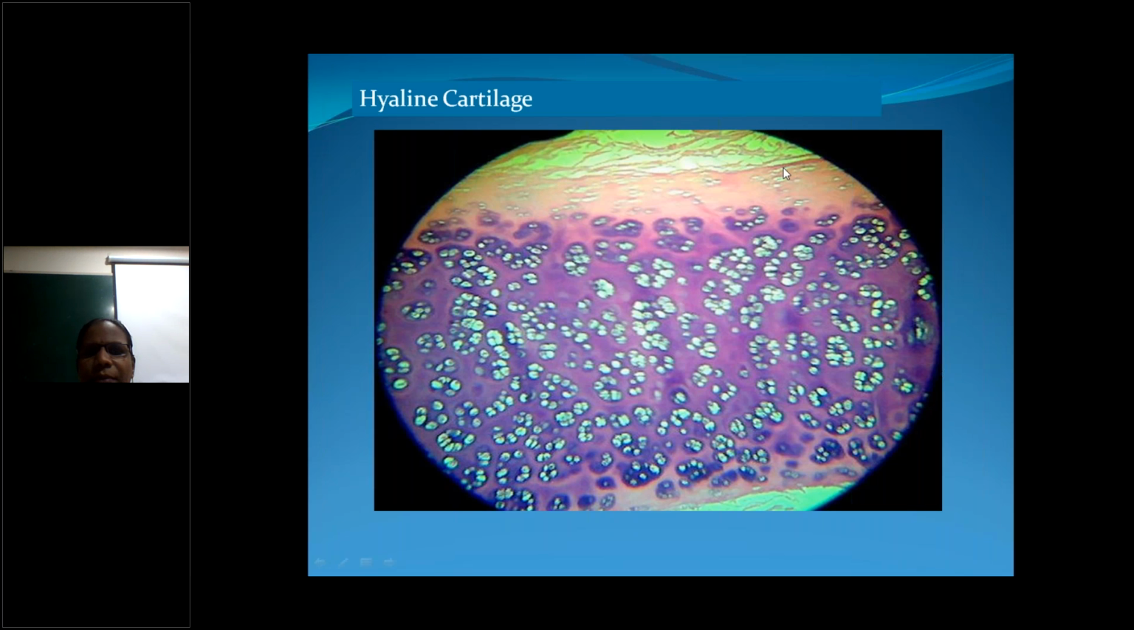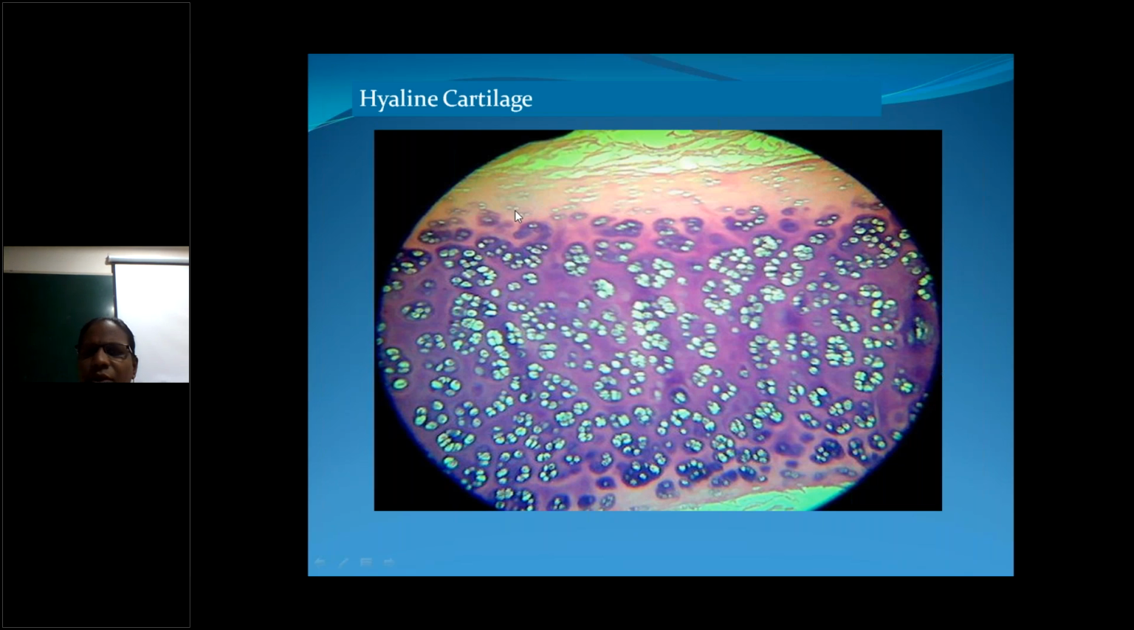So this is the upper part, this is the lower part. Upper part and lower part, it contains fibrous perichondrium. So the first basic point is it contains fibrous perichondrium. This is the fibrous perichondrium. Perichondrium contains two layers: outer fibrous layer, inner cellular layer.